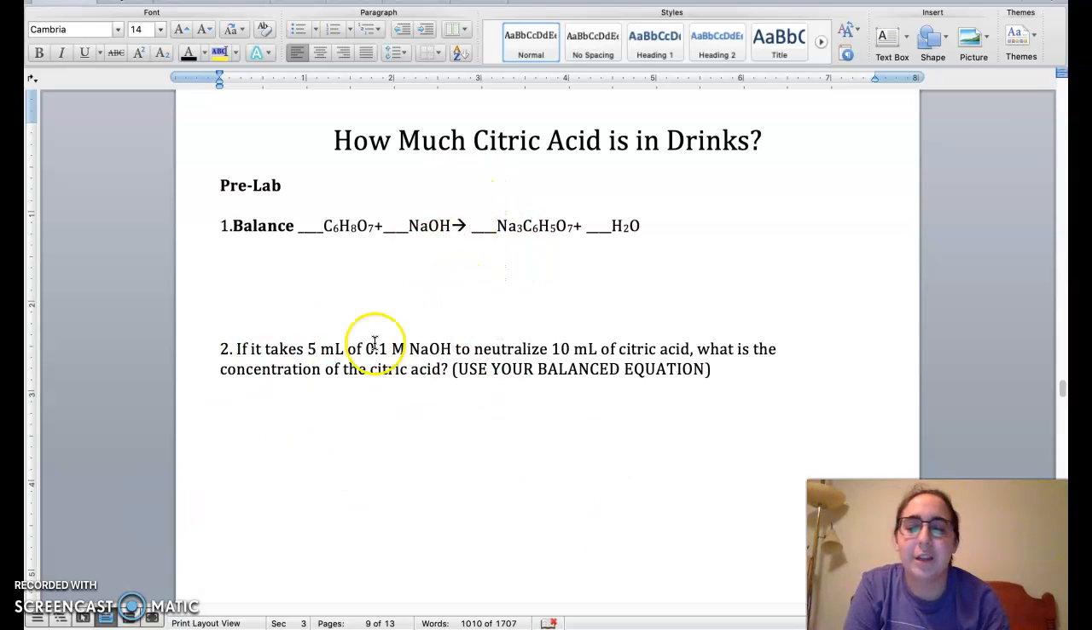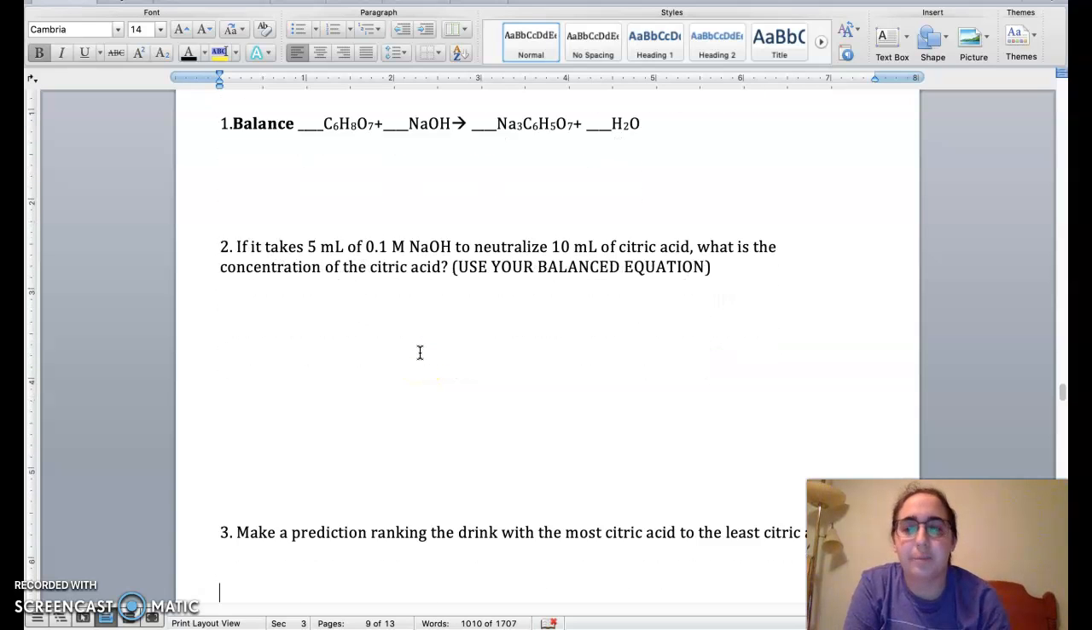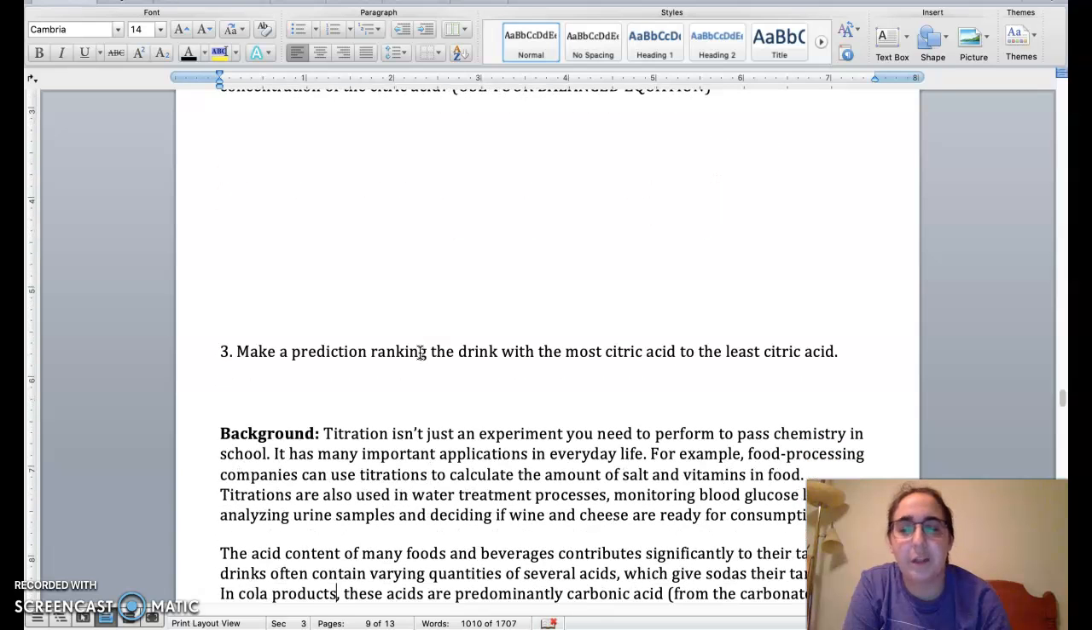Kind of an example, which again will be very similar to what they're going to be calculating for their lab results. And then I'm just going to have them make a prediction, ranking the drinks from most citric acid to least citric acid.